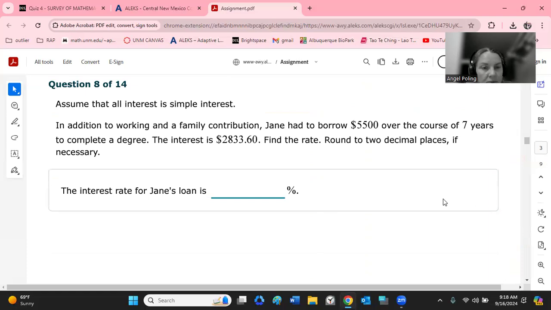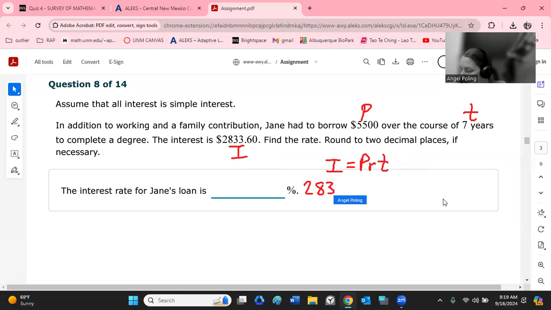All right, so assume that all interest is simple. In addition to working and a family contribution, Jane had to borrow $5,500 over the course of 7 years to complete a degree. The interest was $2,833.60. Find the rate. Round to 2 decimal places if necessary. So Jane borrowed over time, and the interest was. So it looks like we just have I equals PRT here, and we're going to solve for R.